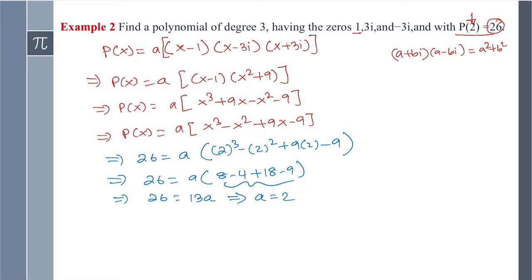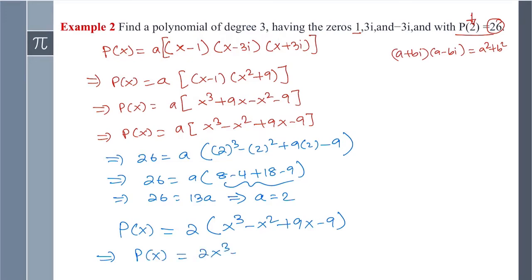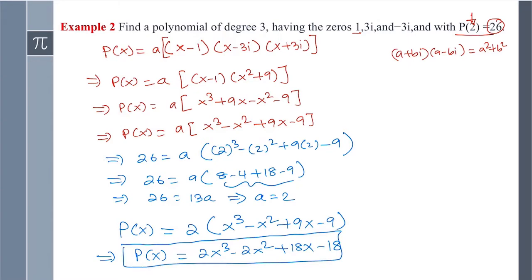Now if a is 2, then our polynomial is p of x equals 2 times x cubed minus x squared plus 9x minus 9, or p of x equals 2x cubed minus 2x squared plus 18x minus 18. And that is the required polynomial.